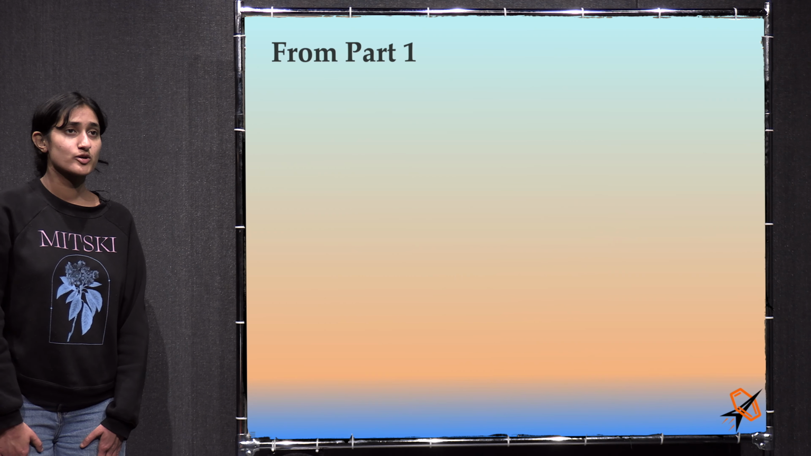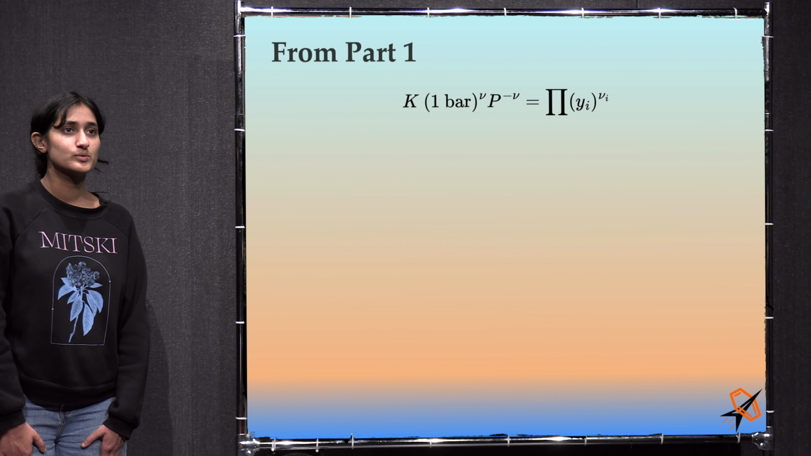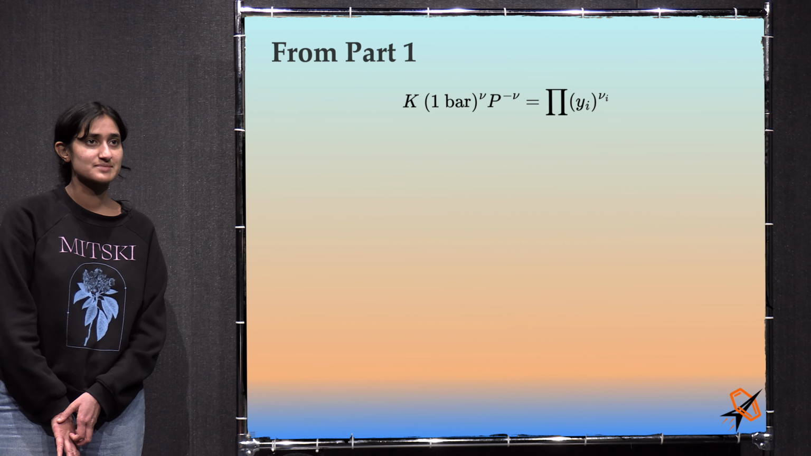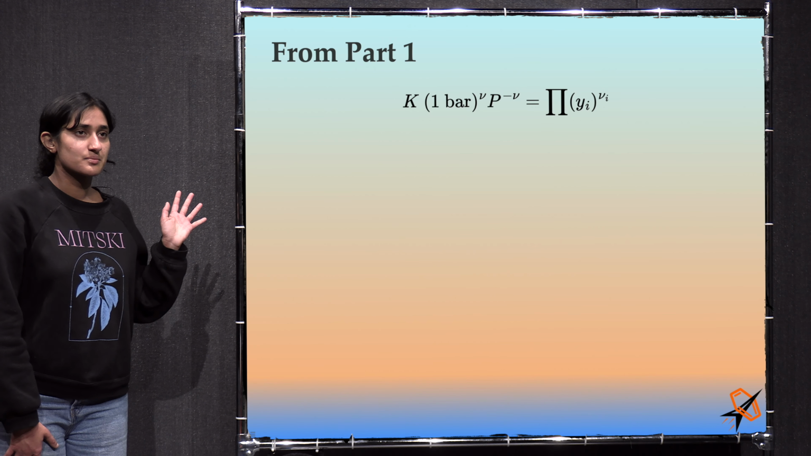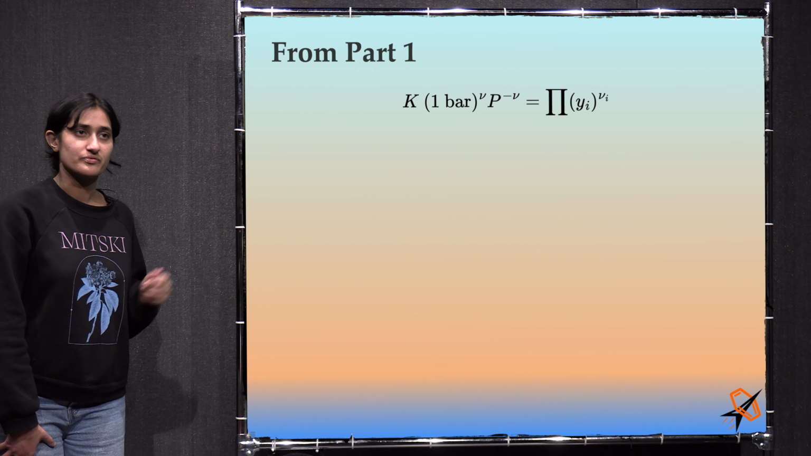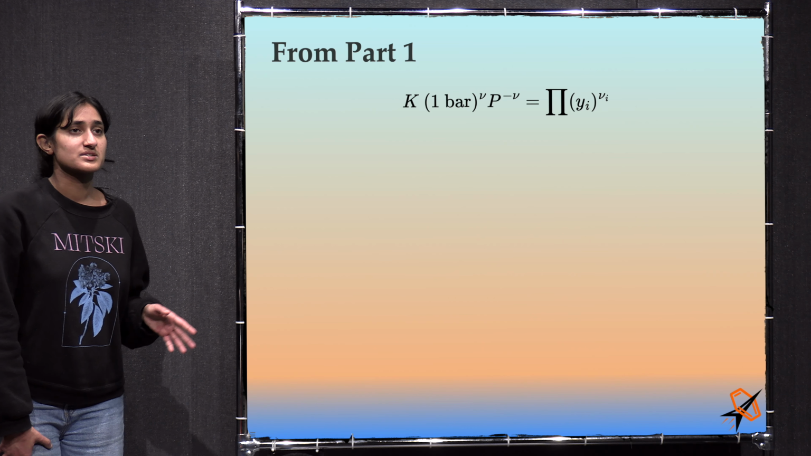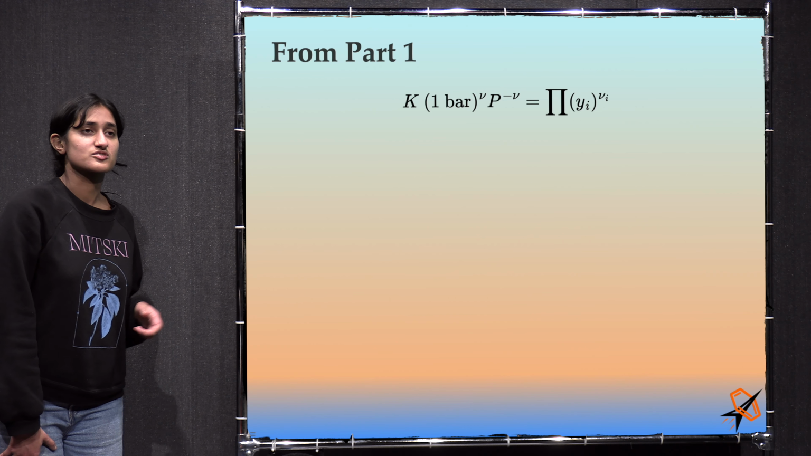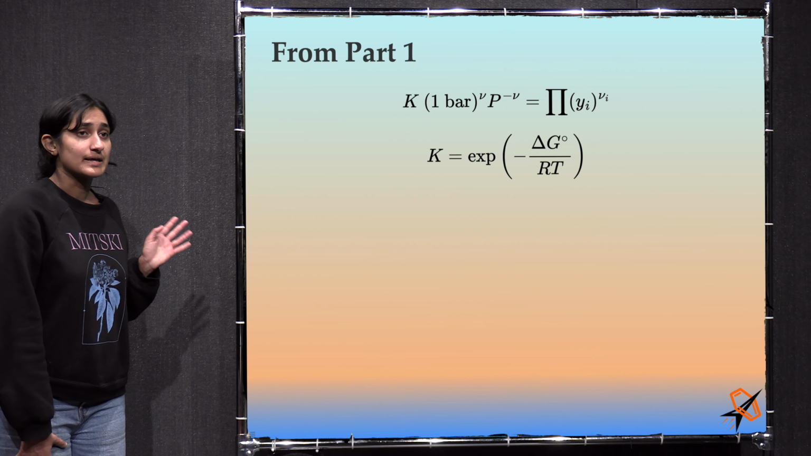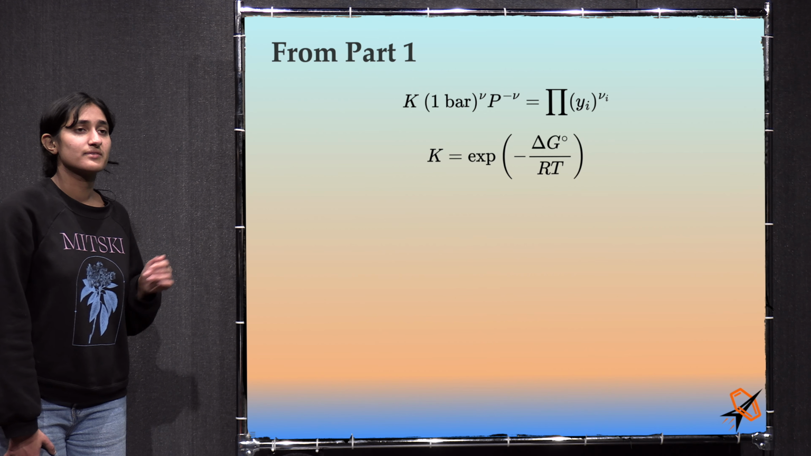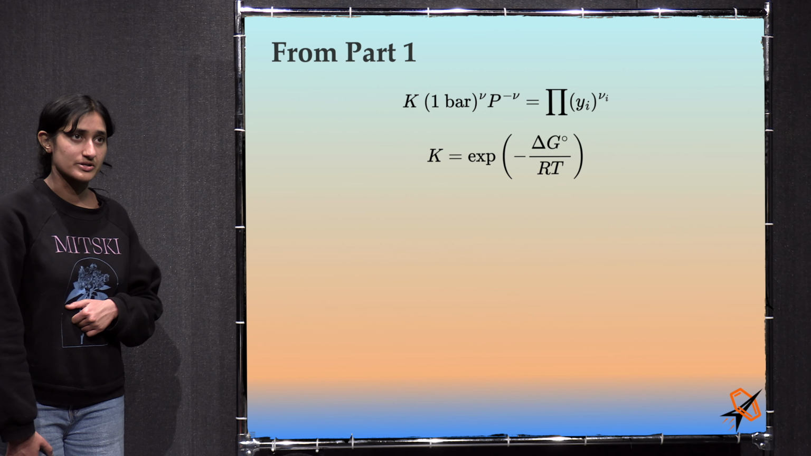In React but Maintain Your Equilibrium Part 1, we learned that the equilibrium constant for the reacting ideal gas mixture is equal to the system pressure raised to the overall stoichiometric coefficient for the reaction, times the product of the mole fractions of each species raised to their stoichiometric coefficients, and K is calculated as the exponential of the negative of the Gibbs energy of reaction over RT.